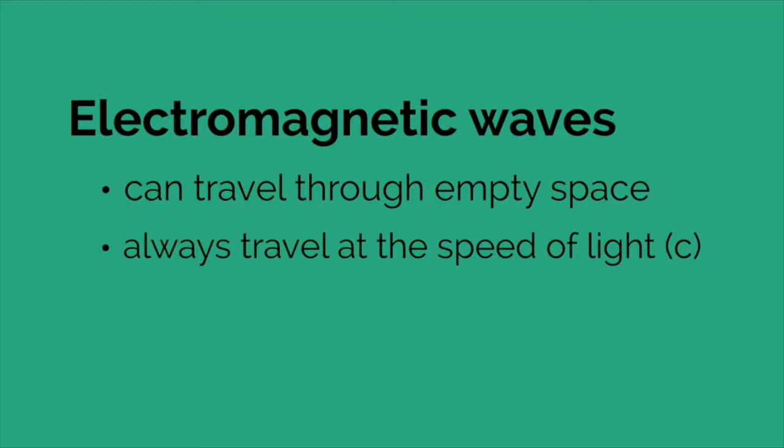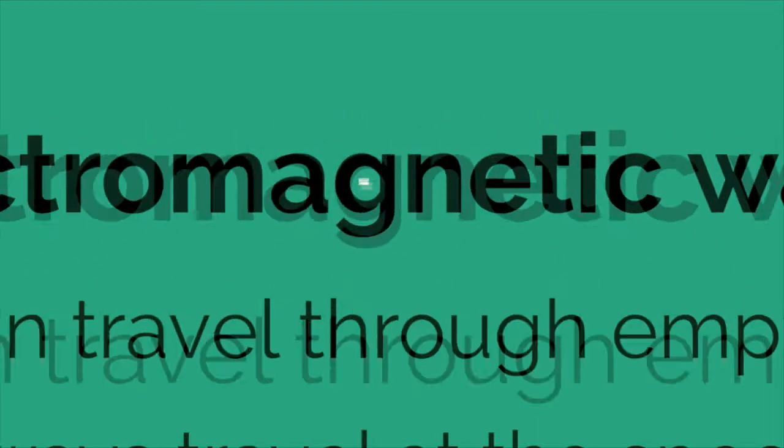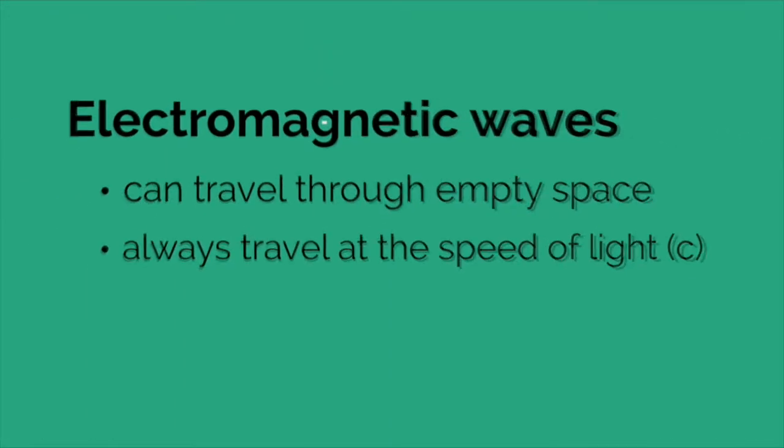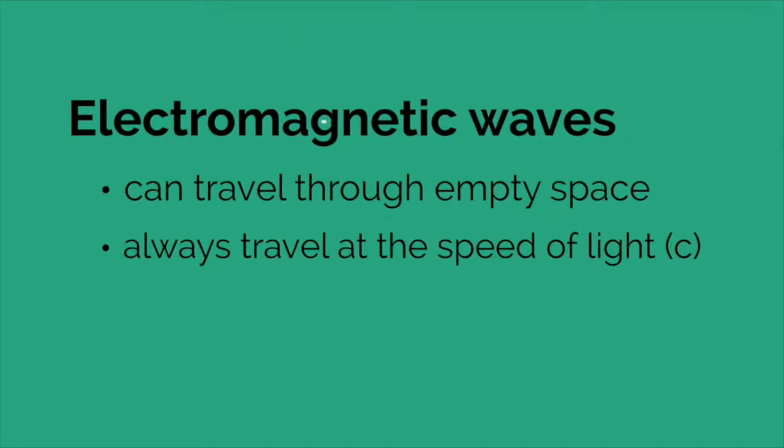The other interesting difference is that electromagnetic waves only travel at one speed, and that speed is the speed of light. Visible light is one form of electromagnetic waves, or electromagnetic radiation. Other forms include radio waves, microwaves, infrared, ultraviolet, X-rays, and gamma rays. So what do these different types of electromagnetic radiations, or EM, have in common, and how are they different?